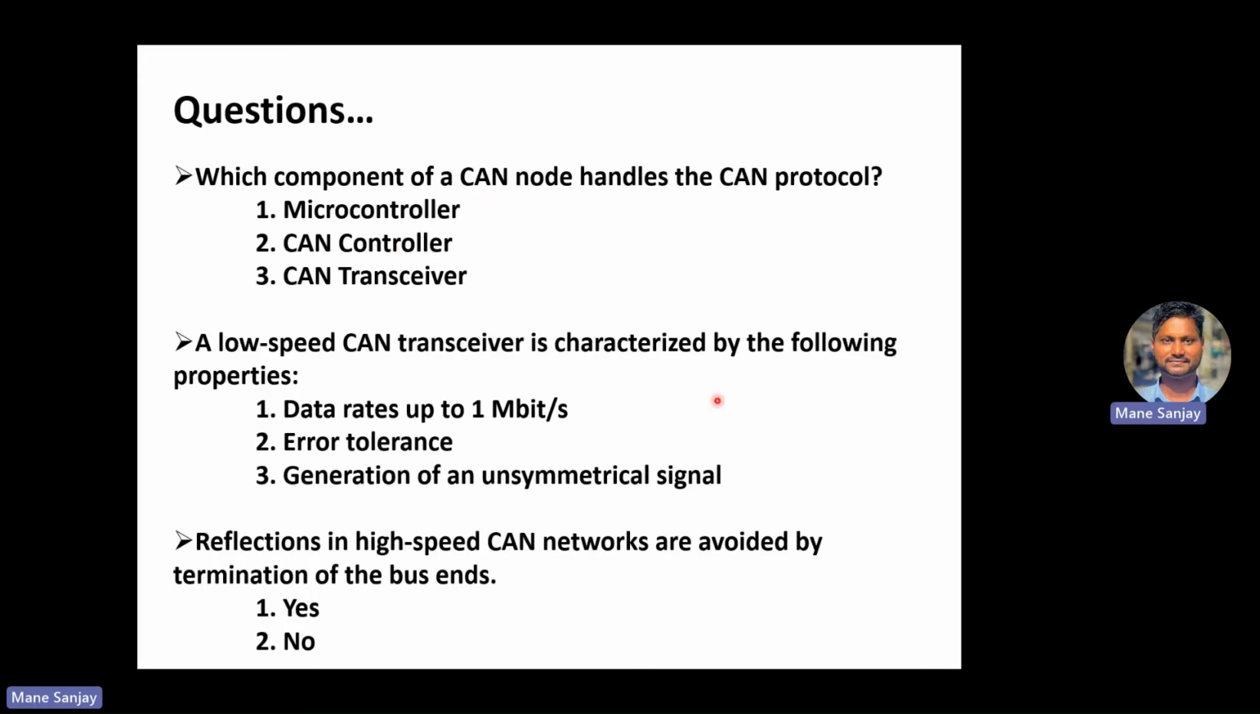The next question is, a low speed CAN transceiver is characterized by the following properties. The answer is error tolerance. I have covered this in the previous slide. You can just go back to the video, and you will understand what error tolerance is.